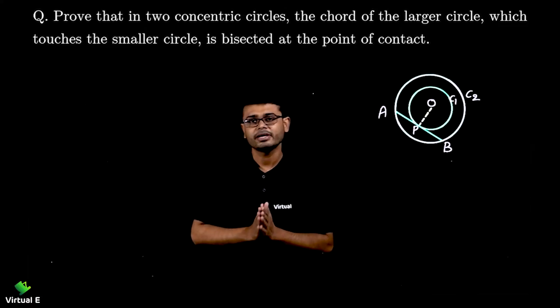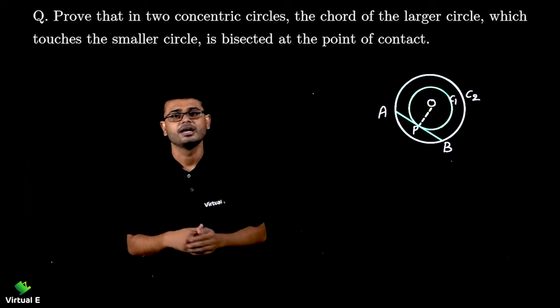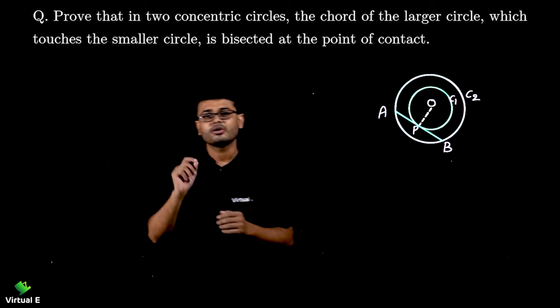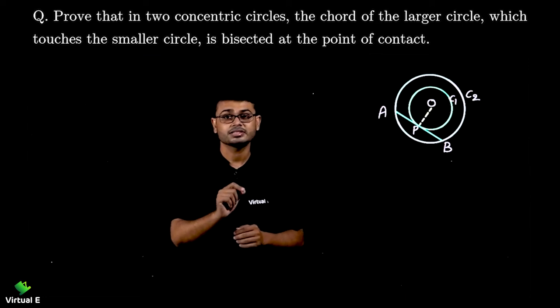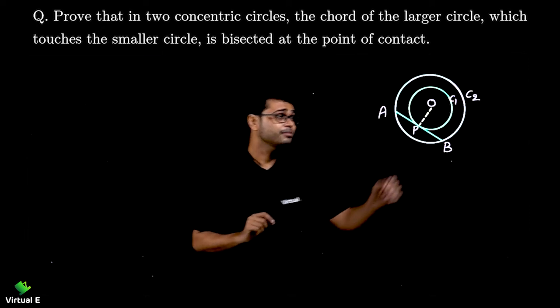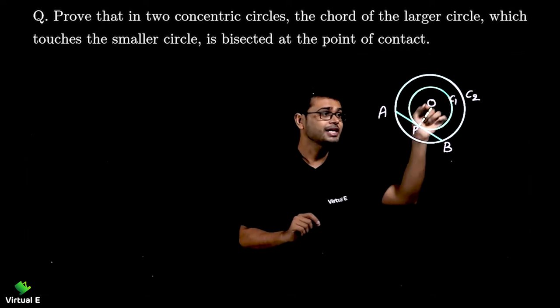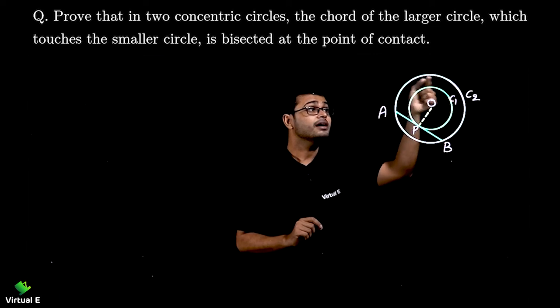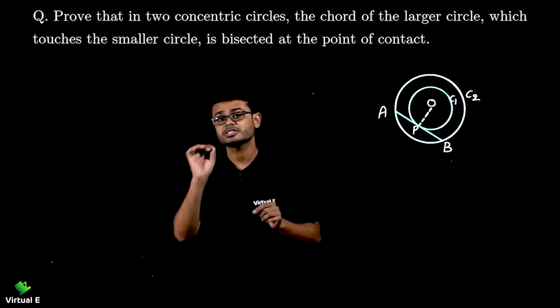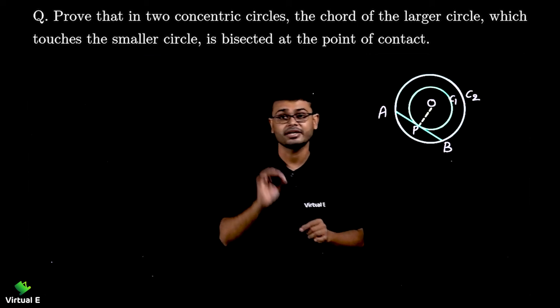Let's start a new topic, concentric circles. Now you must be thinking, what is the meaning of concentric circles? Concentric circles are circles which have the same center. Let's say I'm taking the first circle C1, center is O, and I'm taking another circle with this same center, right? That is called concentric circles. They have the same center, right?